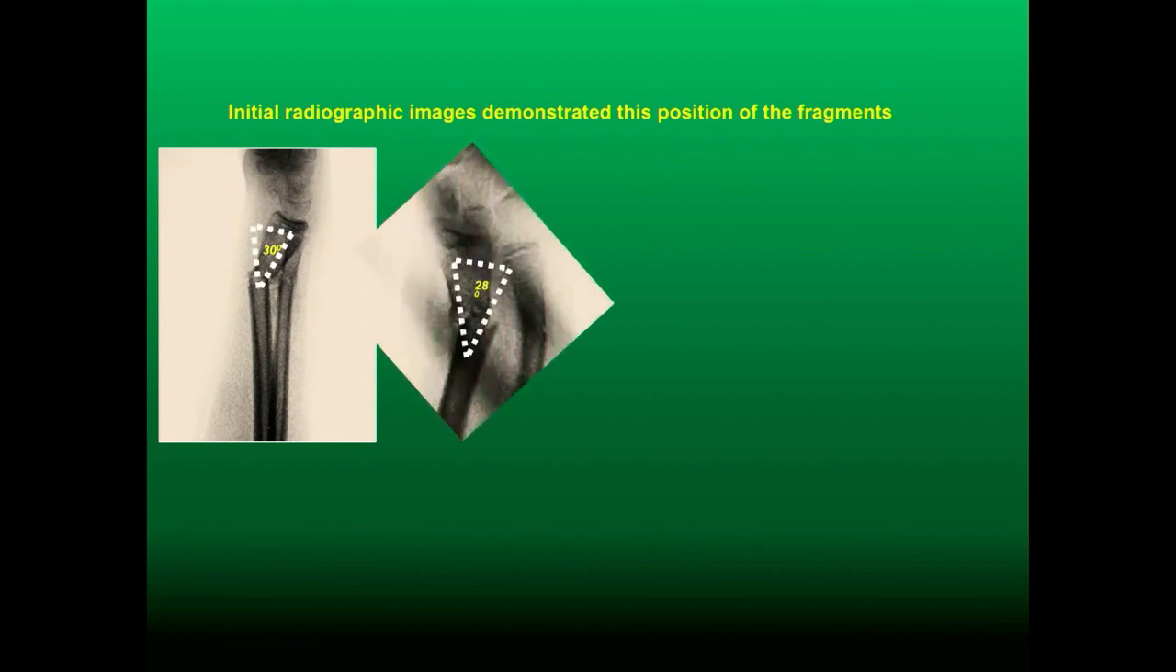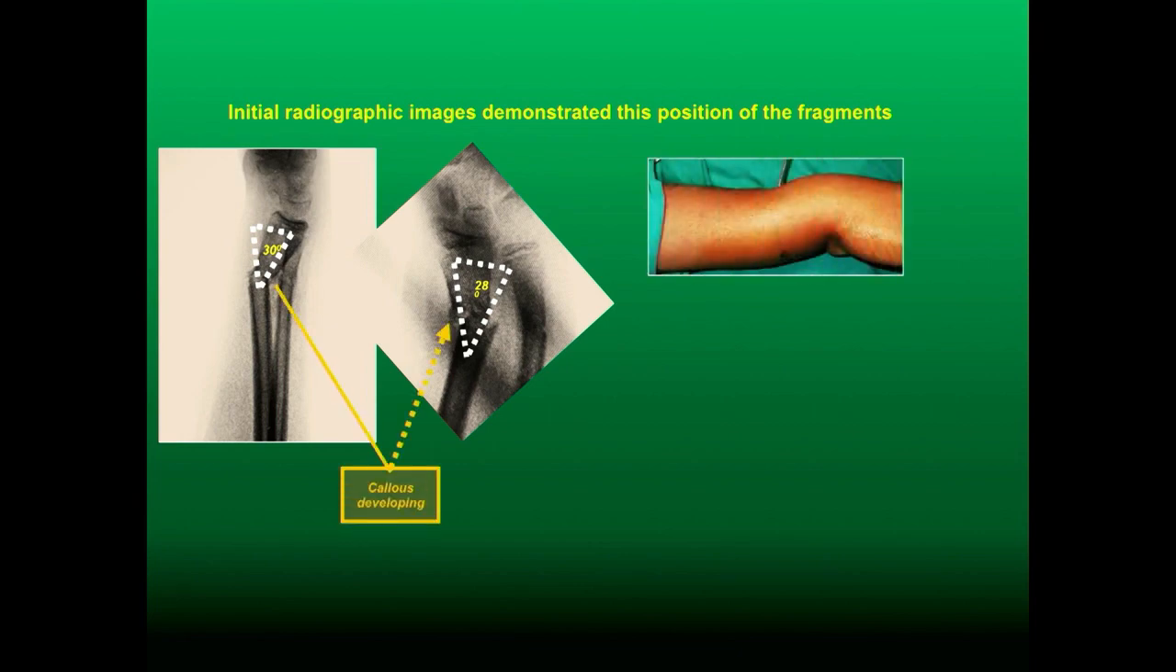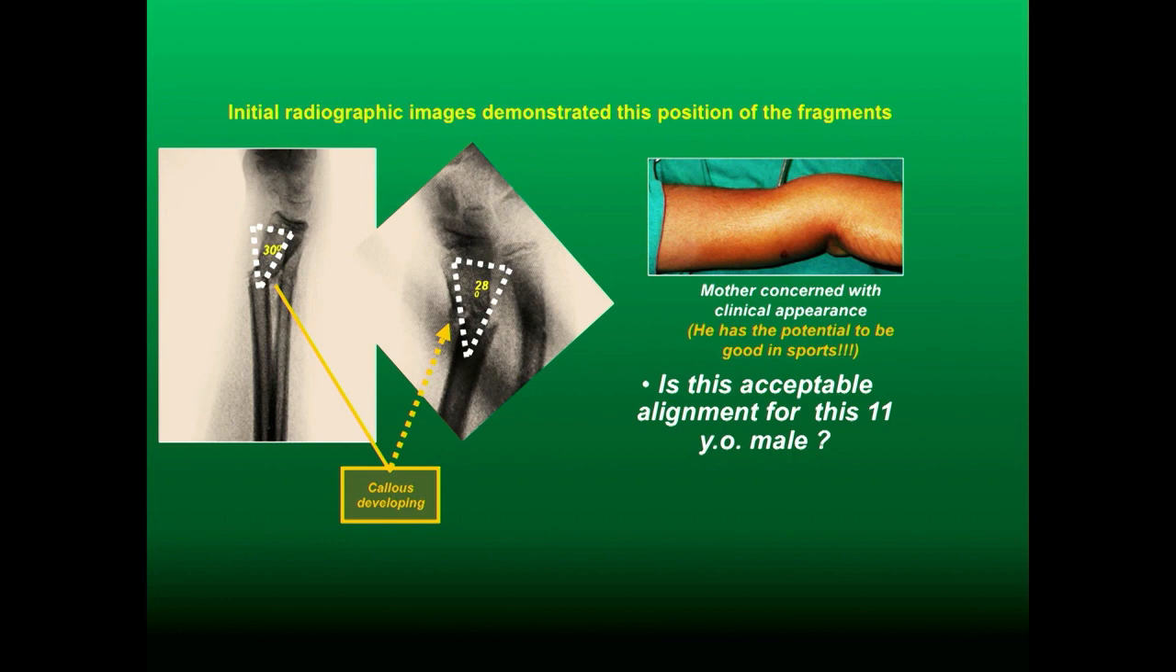Looks like a dorsal. Yeah, so he's got 30 degrees of angulation. And he's also got radial deviation. So it doesn't look very good either, does it? Mother's really kind of concerned about the clinical appearance. So is this acceptable for this 11-year-old male?